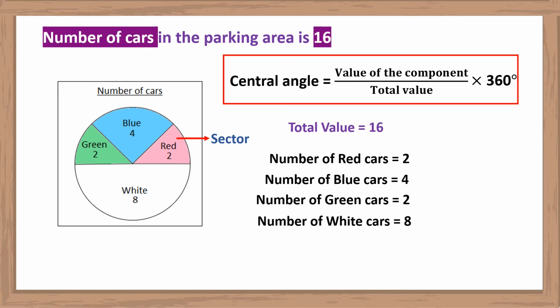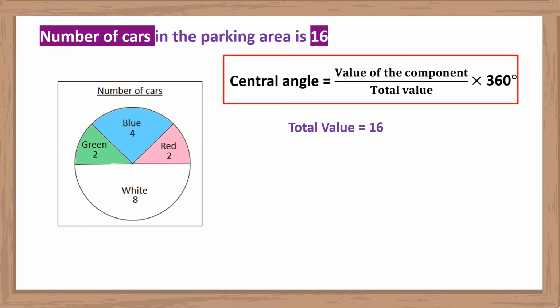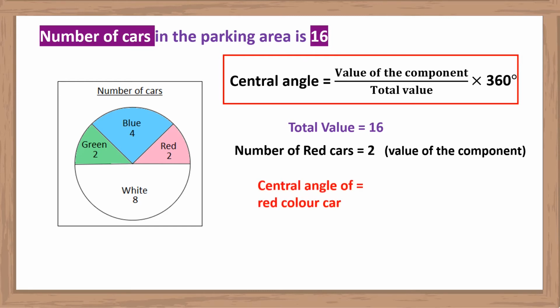The central angle of the red color car equals the value of the component by total value into 360 degrees. Here, the value of the component is a number of red cars, that is 2. The total value is 16. Thus, the central angle of the red car is 2 by 16 into 360 degrees, which is equal to 45 degrees.